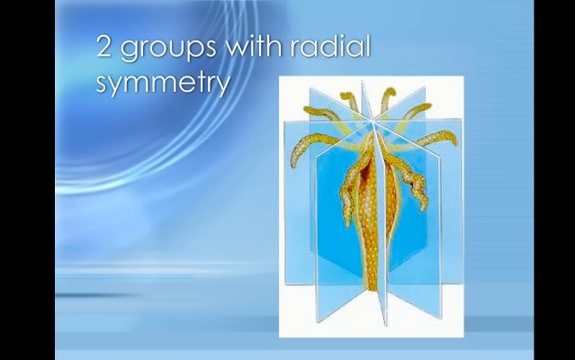There are two groups, or two phyla, with radial symmetry. The two of them formerly belonged to a clade called Radiata. They don't really use that term anymore. But these are animals with radial symmetry and diploblastic embryos, meaning that they have no mesoderm in their embryos. And the two phyla are Cnidaria and Ctenophora.